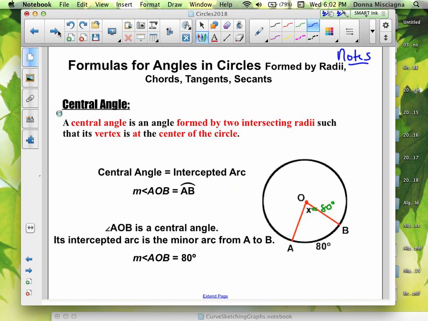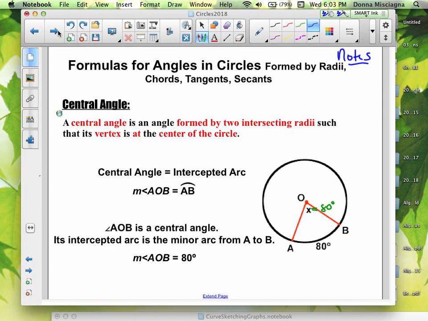So formulas for angles in circles that are formed by radii, chords, tangents, and secants. And this one is going to be formed by radii. All right, so a central angle is an angle formed by 2 intersecting radii such that its vertex is at the center of the circle. All right, so if it's red, you probably need to write it down. Oh, with the exception of the word at. At does not need to be filled in. It's already in your notes. But everything else you can fill in there in that definition.